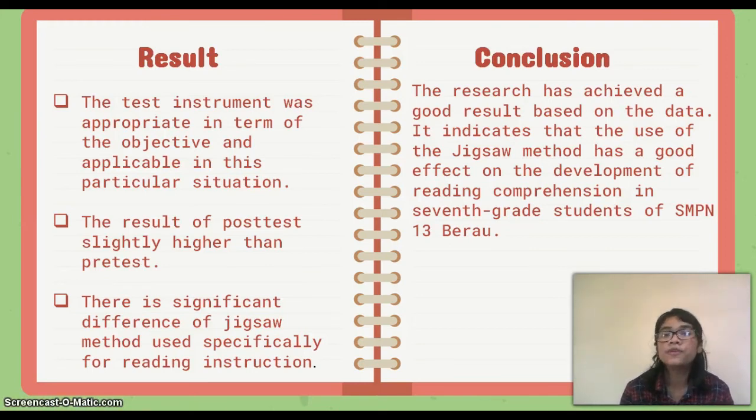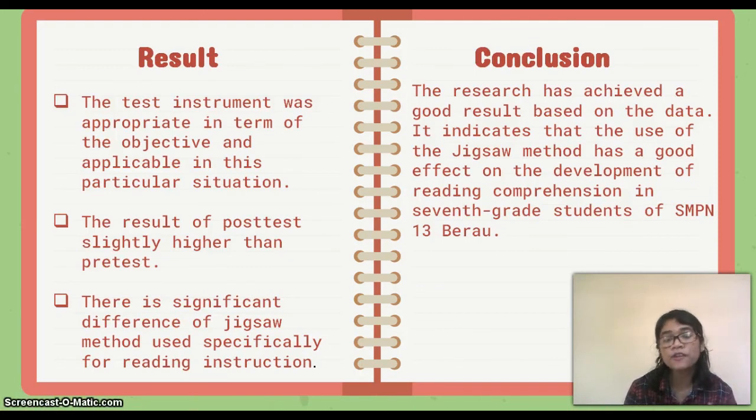And now we will move to the conclusion of the research. This research aimed at finding out the effectiveness of using the jigsaw method in improving reading comprehension for 7th grade students of SMPN 13 Berau, and that purpose or objective has achieved the expected results. This can be seen from the post-test score, which is higher than the pre-test score.